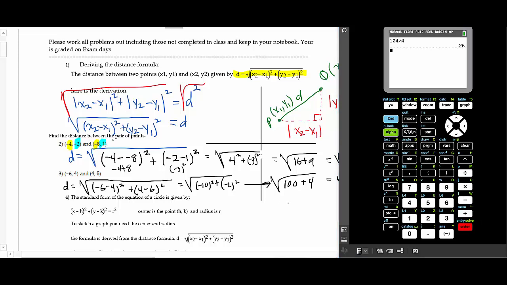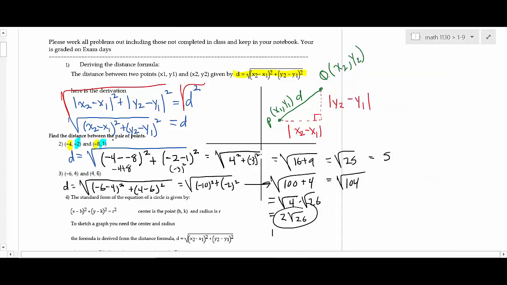So what you really should do is break this down into square root of 4 times square root of 26, and then you would have 2 times the square root of 26. That's what you need to have, okay? All right, some of you catch that? Okay, always be on the lookout for that. Try to find perfect square factors when you do that. Okay, so that's distance formula.